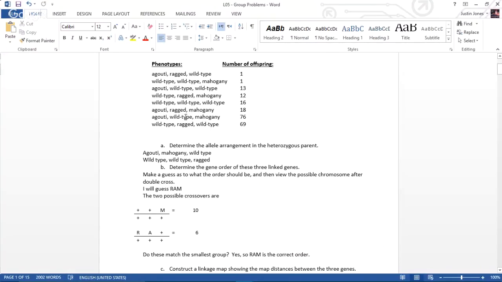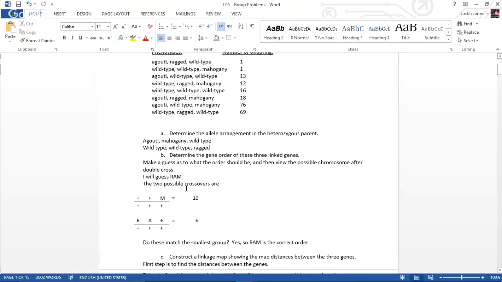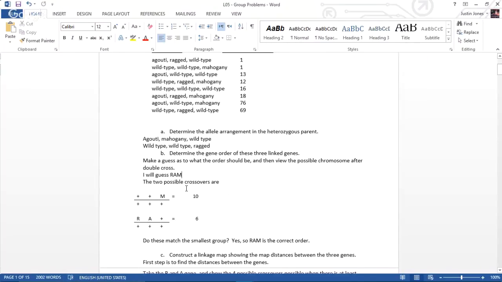So yeah, if we look at this, with this genotype, we have agouti, wild type, mahogany right here, and wild type, mahogany. So that's the same. The agouti is just different. And right down here, wild type, ragged, wild type, we have agouti, ragged, wild type. So we know that in both of these, from the smallest to the largest, it is the agouti that is different. So we know that's going to be the middle. I put R on the left and M on the right. It doesn't really matter which one, but just because that's how they were listed earlier, that's the ones I picked.